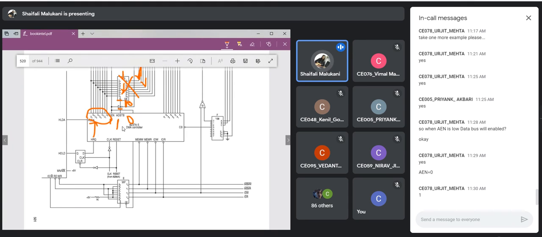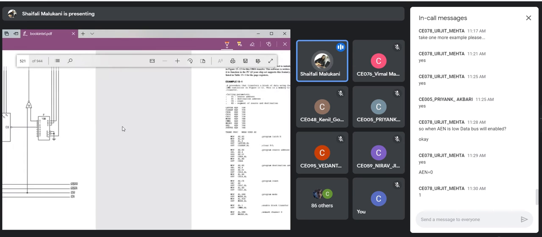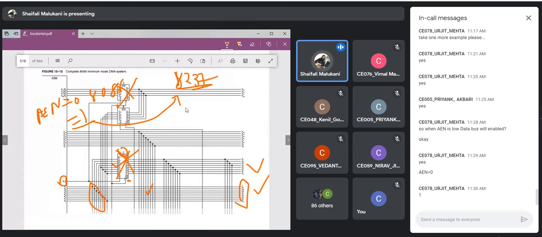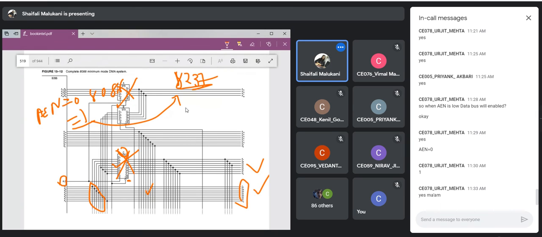Are you clear with AEN and address stop now? My side is done. In case of any question, you can ask me regarding address stop and AEN and latching. I am done with it. A few things remain to discuss, but otherwise it is done. Is it clear to you? Yes or no? What about others? From AEN and address stop, the part is over.